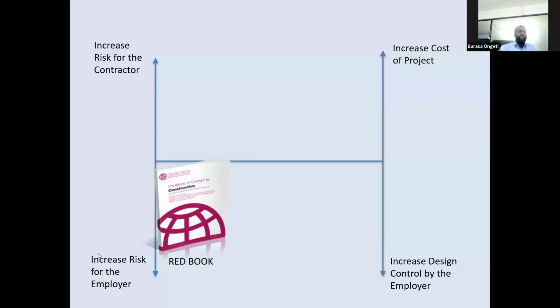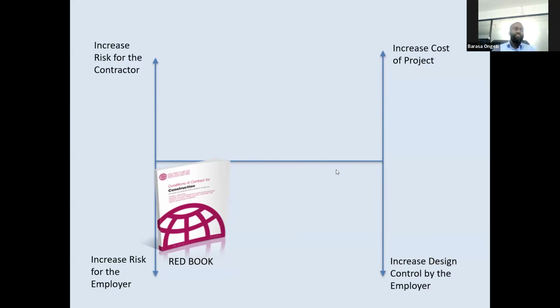It will tell you that if you use the red book, then you're increasing the risk for the employer. Why is the risk increasing for the employer? Because this is a remeasured contract. It's not a fixed price or a lump sum price contract. And a majority of the works will be remeasured. By remeasured, I mean at the end of the project, the bill of quantities will be adjusted to reflect the actual quantity of works executed. And of course, that means at the beginning, the employer does not know the exact contract amount that they're going to spend. So that's the risk on the employer.